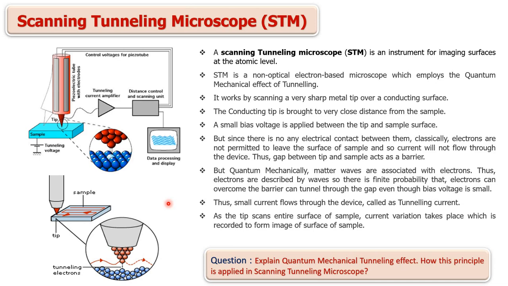Okay, so these three are examples of tunneling effect: alpha decay, then tunnel diode, and STM. But you have to write the answers to these questions very short, because this is only a 4 marks question. So you have to write the statement of quantum mechanical tunneling effect, and then write the principle of tunneling effect in STM in short. You can refer to the notes for this.